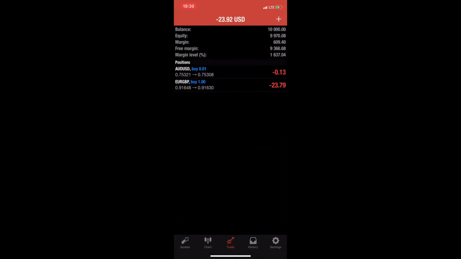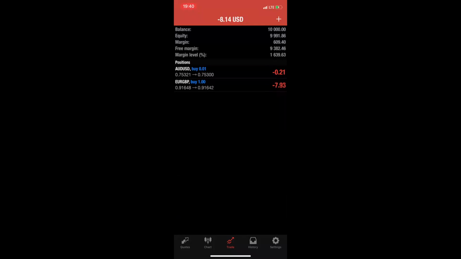Look at my equity. My equity is 9,009 something. Why? Because my equity simply means my balance plus my profit, or my balance minus my loss. Now, I entered two trades and I'm in minus $23. So that makes my equity my balance minus my loss. If I'm in profit, my equity becomes my balance plus my profit.